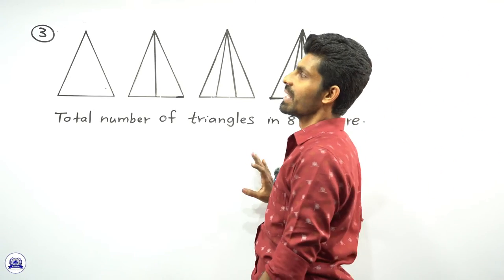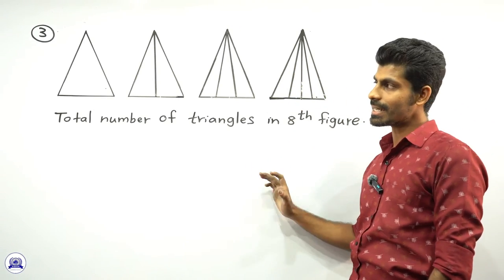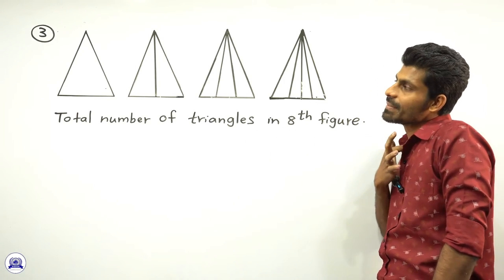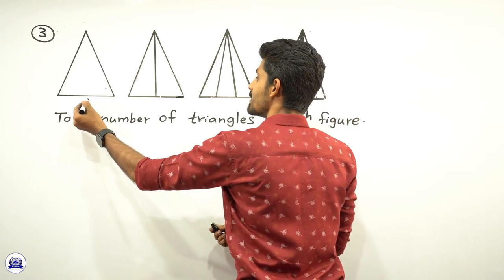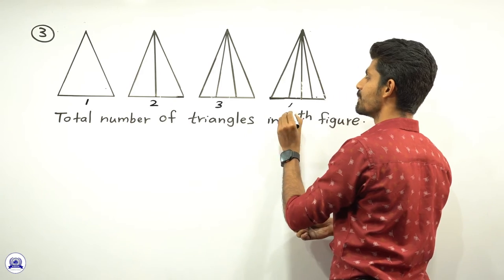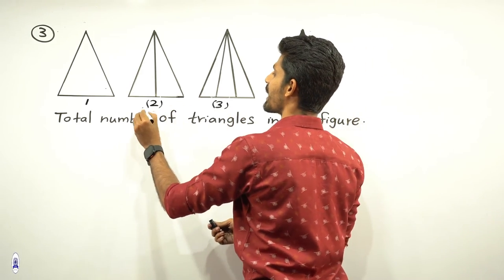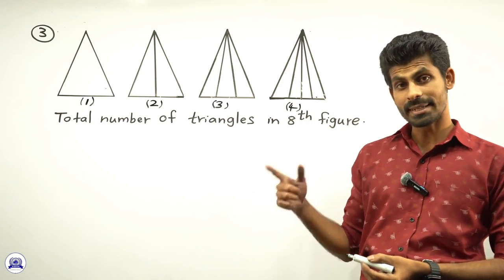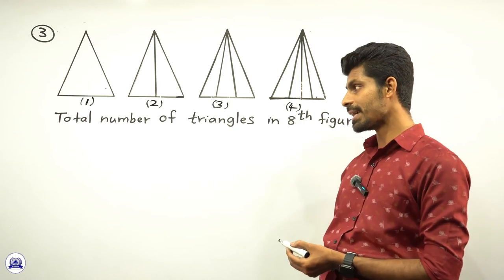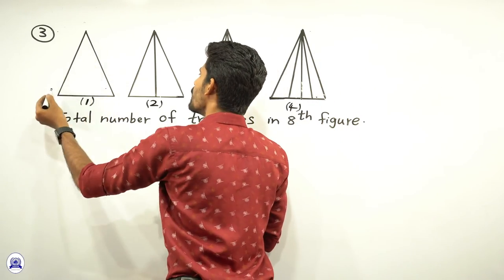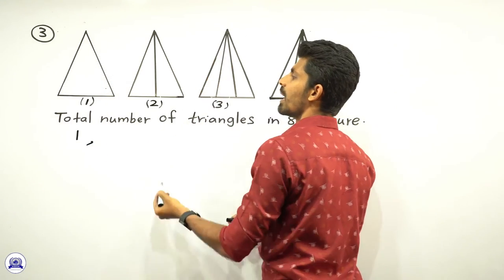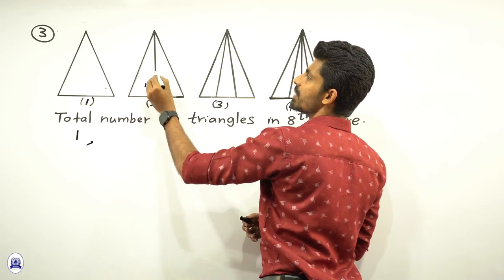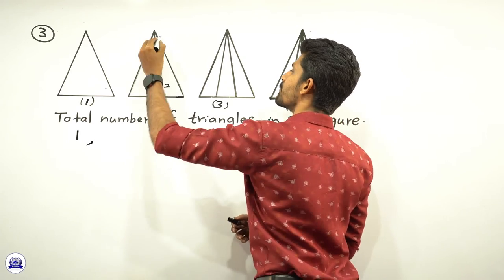Look at this one. Question number 3 is a different question. Total number of triangles in the 8th figure. So this is the first figure, second figure, third figure, fourth figure, likewise. How many triangles in the 8th figure? In the first figure, how many triangles are there? Only one. In the second, one, two, and the full triangle, 3.